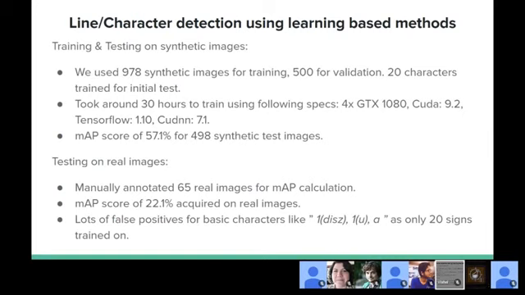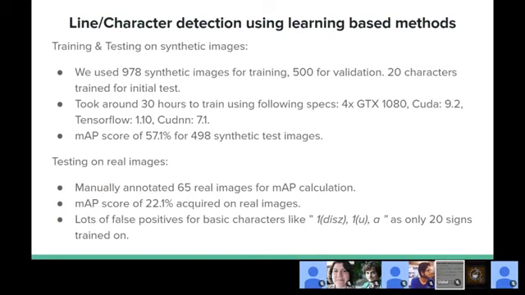Now the problem was that to find a test score on real images, I don't know where the characters are located. So I manually annotated the real images just for testing purposes. When I do the mAP calculation, it does a bounding box overlap from the tested to the real, and finds the score for that. That's how mAP works, and it reported about 22.1% for real images.